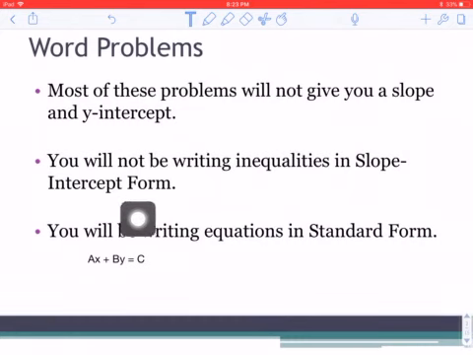And so you'll actually be writing the equations in standard form. And standard form, if you're talking about an equation, looks like ax plus by equals c. So you may want to write that down in your notes. Now, of course, we're not dealing with equations here, we're dealing with inequalities. So what you will see is ax plus by could be less than or greater than c.